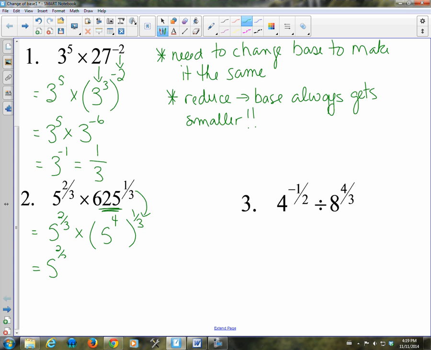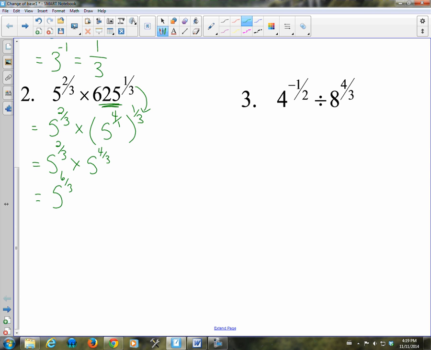So I have 5 to the 2/3, and I do my power rule, 4/1, multiply my numerator, and multiply my denominator. And now I can add my exponents because it's multiplying. So I have 6/3, and 6/3 reduces to 2, and 5 squared is 25.